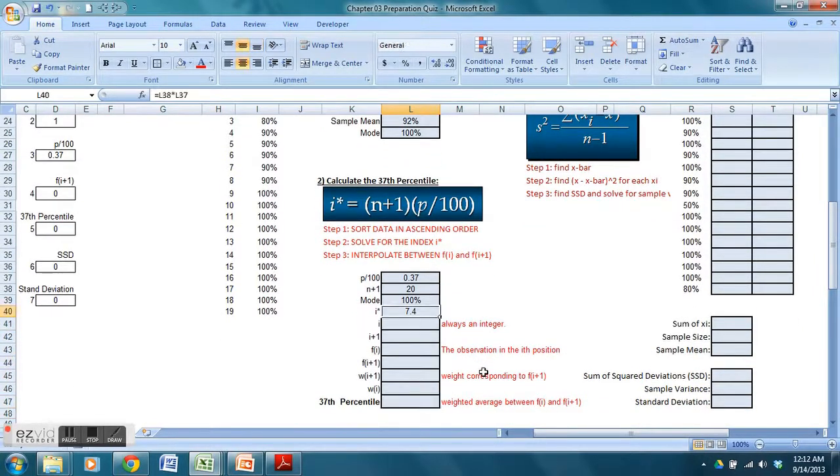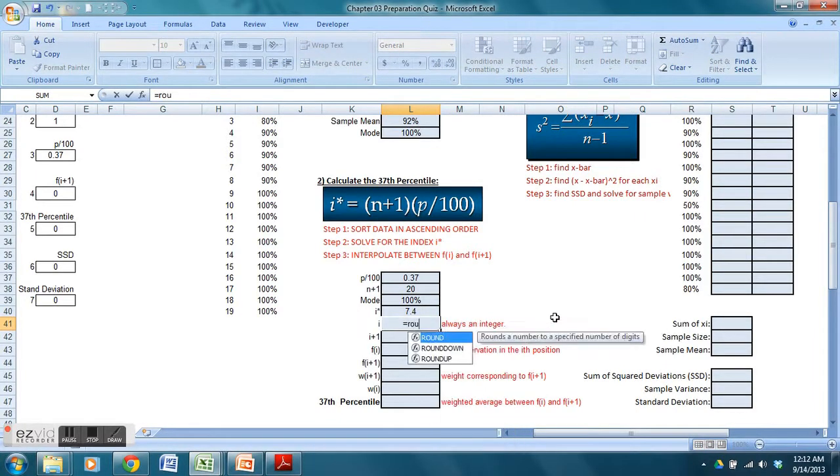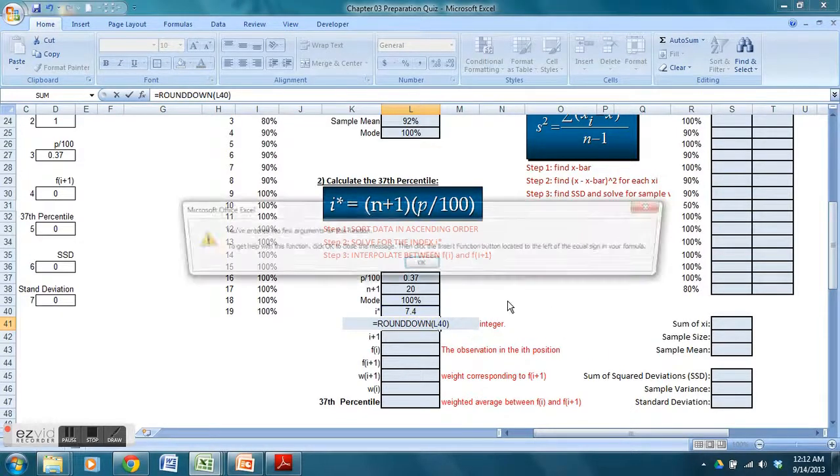I star represents the position which is used to come up with the given percentile. But there's no 7.4 position. So we have to use I and I plus 1. I is simply I star rounded down. So we're going to use the round down function. You could just type in 7 here, that'd be fine. I'm going to use the round down function.